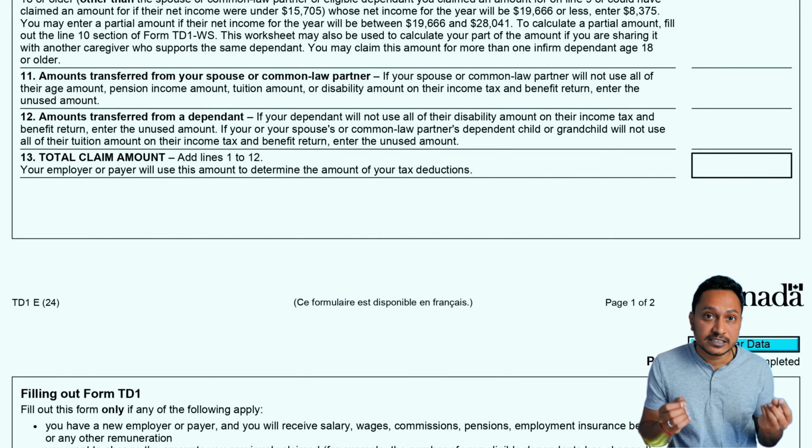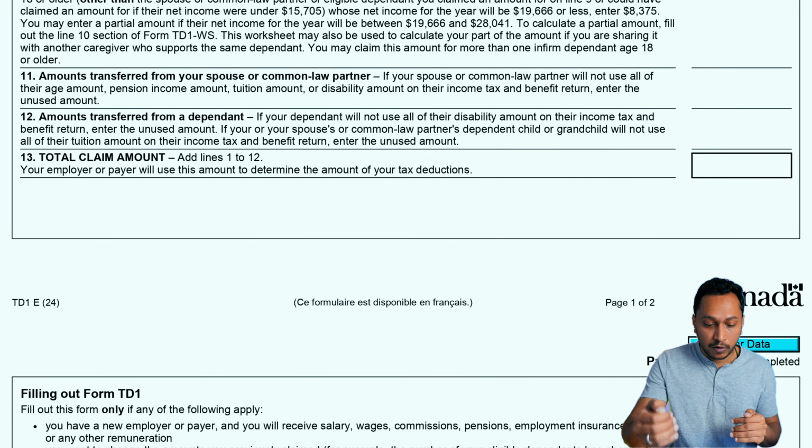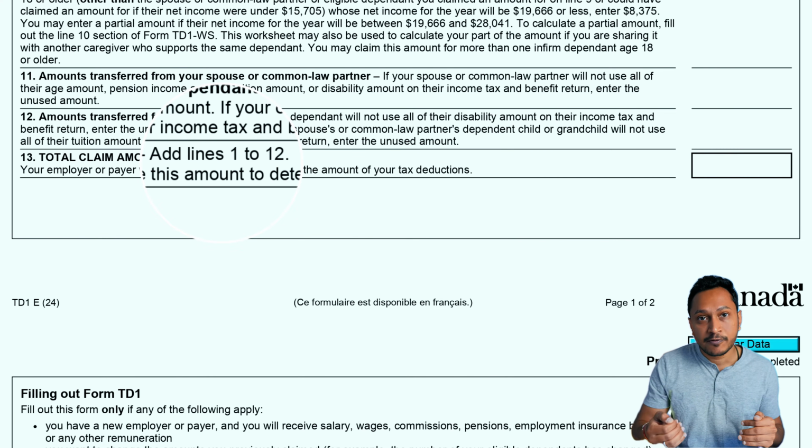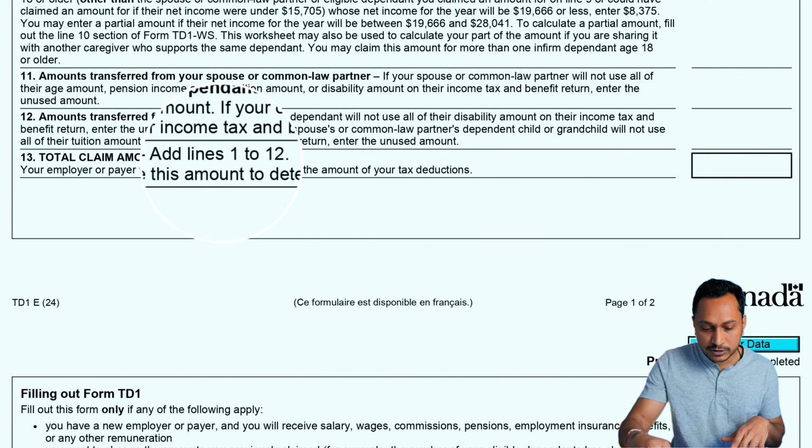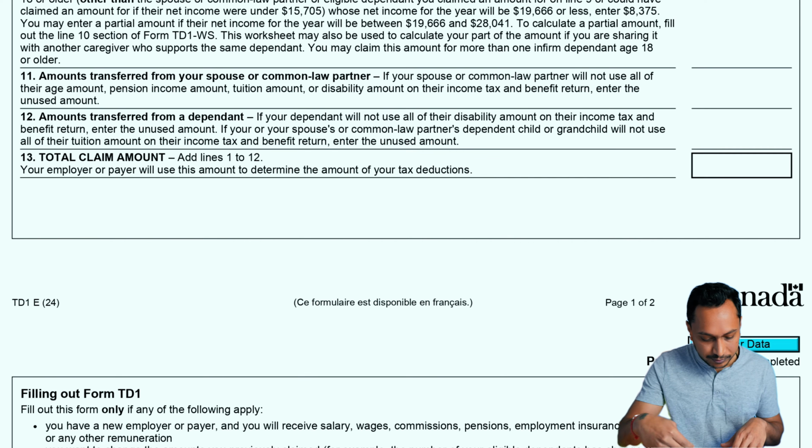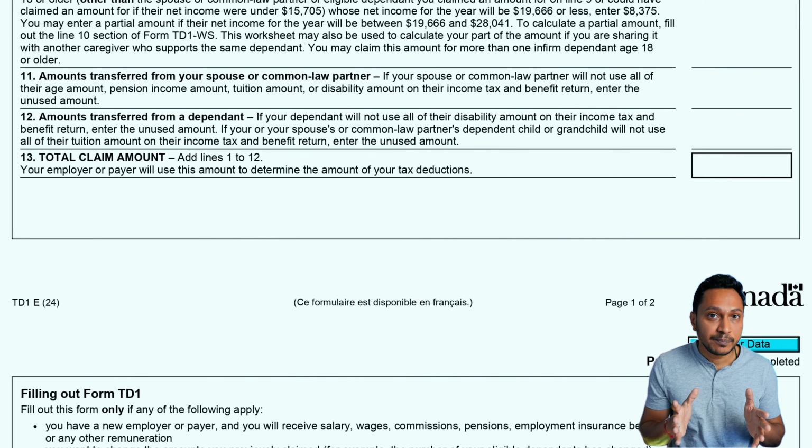And number 13 is the total claim amount. So please add all the values from number 1 to number 12 and put the total in number 13. In most cases, you will probably have the tuition fees and everything else will be 0. So just add those two values and put it in number 13. Now let's go to page number 2 here.